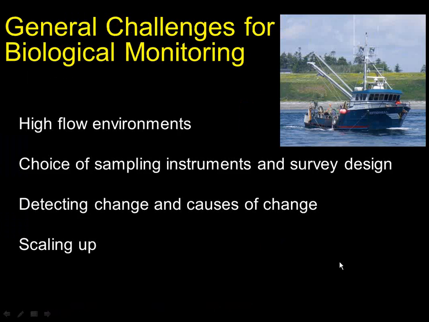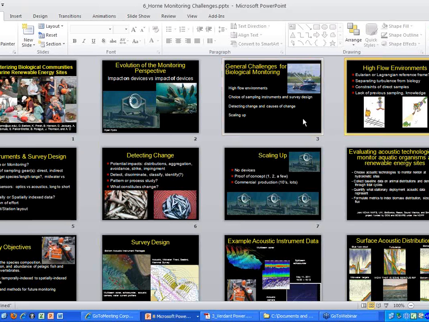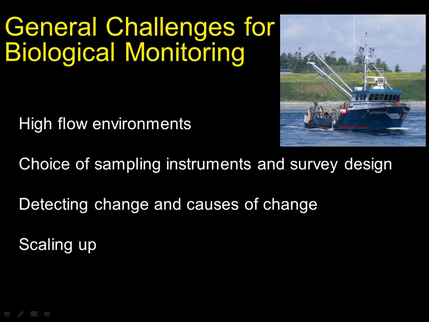In sitting and thinking about what are the general challenges for biological monitoring, I came up with 4 points. First, sampling in high-flow environments. Secondly, the choice of sampling instruments and survey design. Third, detecting change and causes of change. And finally, the issue of scaling up, which we've already discussed and heard about briefly from Marianne in the Verdant project.